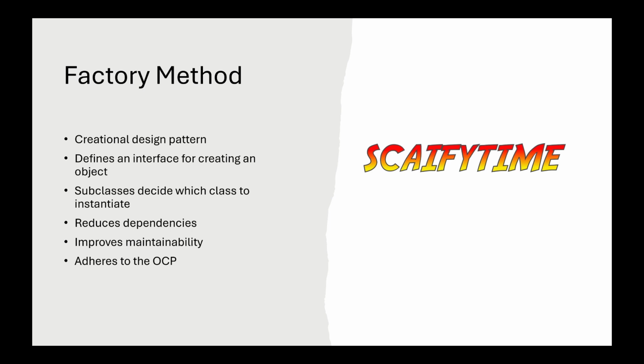So the factory method is a creational design pattern which defines an interface for creating an object, but it lets subclasses decide which class to instantiate. Instead of instantiating an object using new, the factory method delegates this responsibility to a method that subclasses can override.